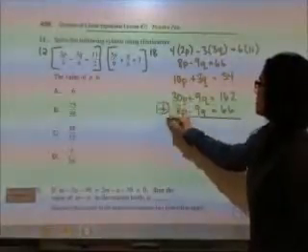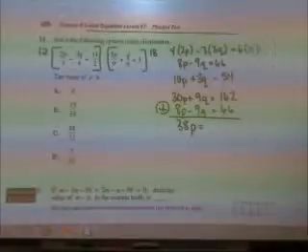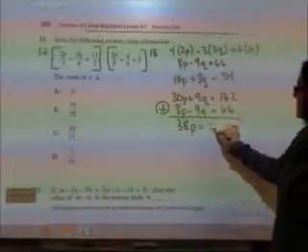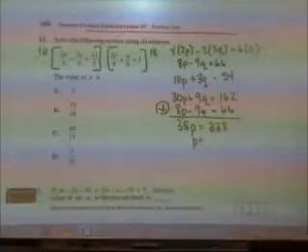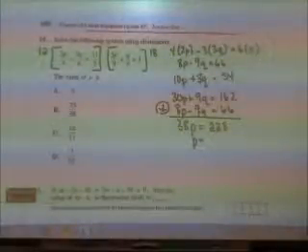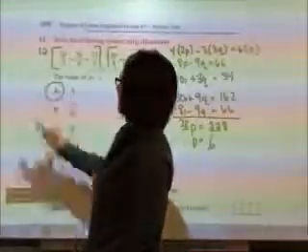Add them together, and 38p equals 228. And what is 228 divided by 38? 6. And A is my answer.